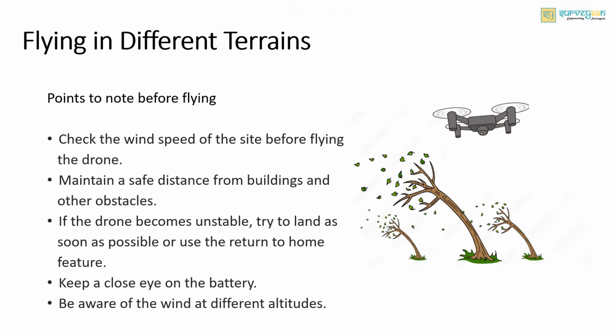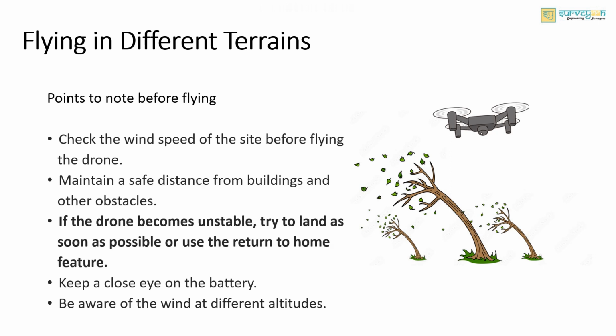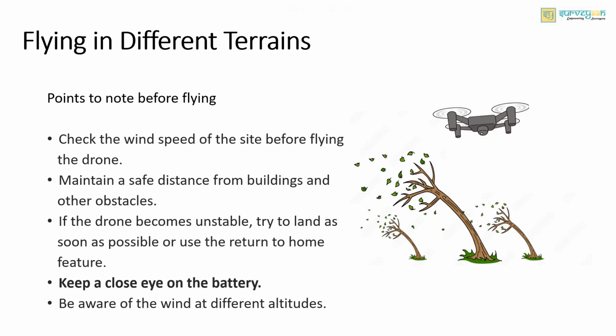Wind conditions can be lethal to drones. Before flying the drone in windy conditions, it is advised to check the wind speed of the site and maintain a safe distance from buildings and obstacles. If the drone becomes unstable, try to land the drone in a safe place or use the return to home feature. Always keep a close eye on the battery and keep an extra battery. You also need to be aware of the wind at different altitudes as the wind speed varies at different altitudes.